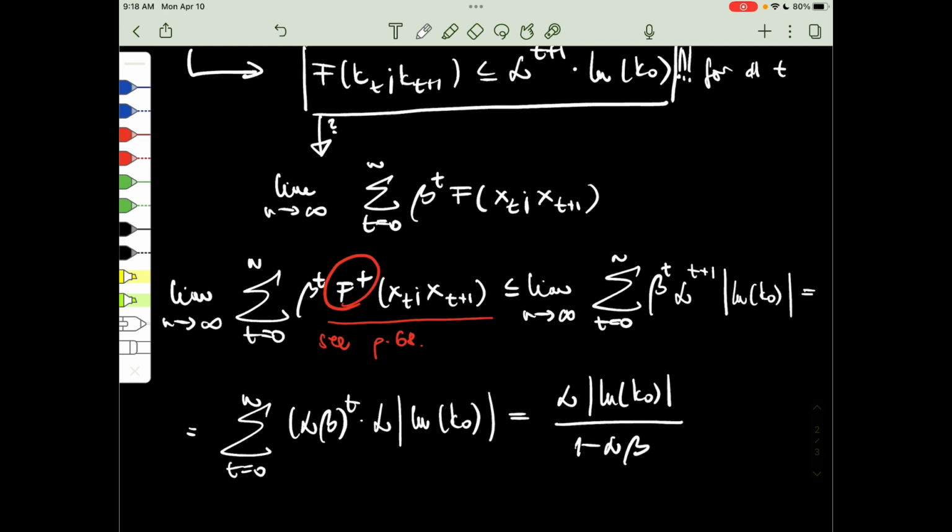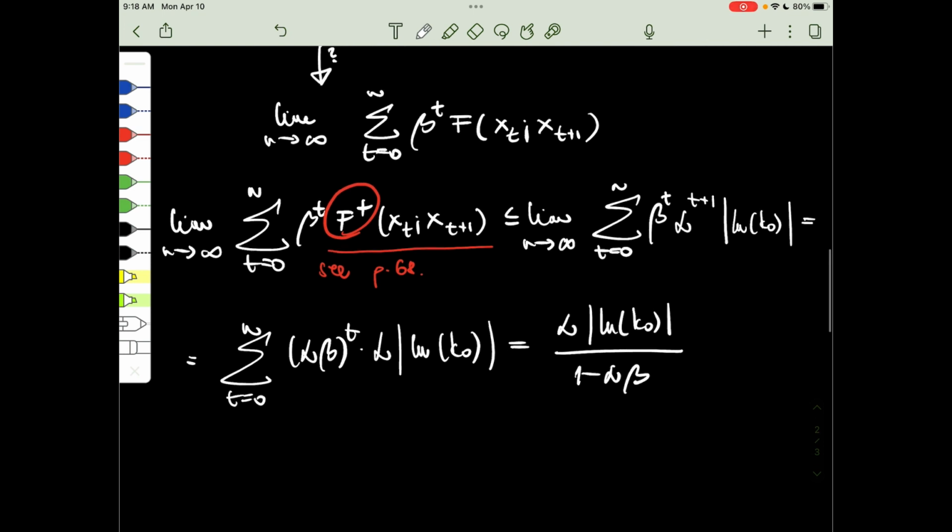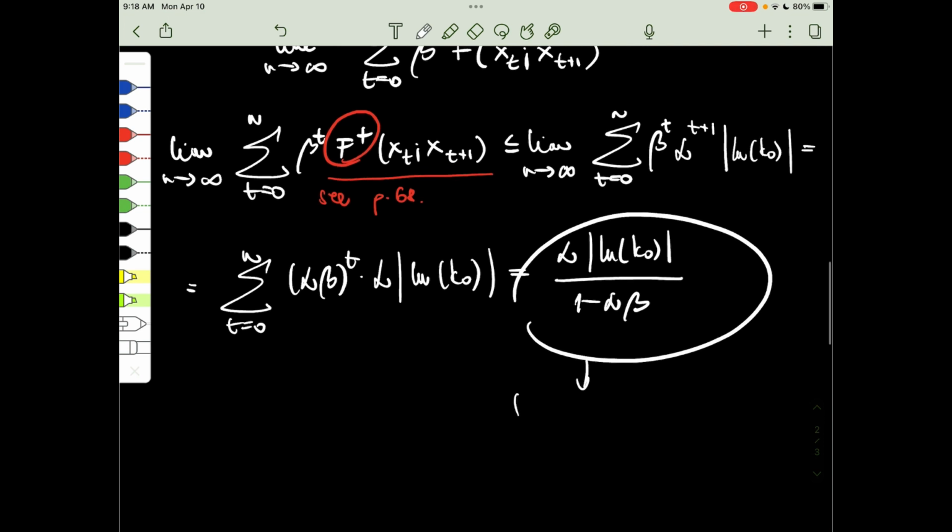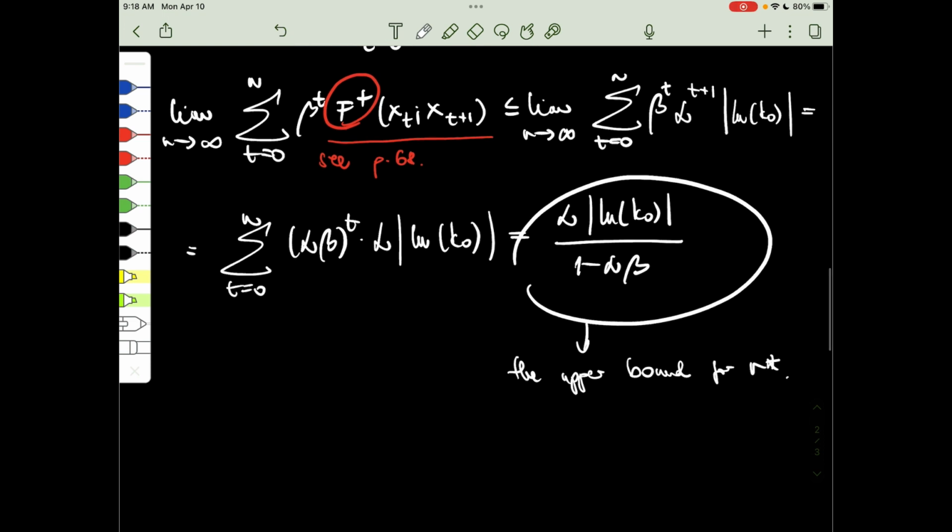This threshold. So this is the upper bound for the supremum function. We are justified to say that the supremum function cannot exceed this threshold, this bound.